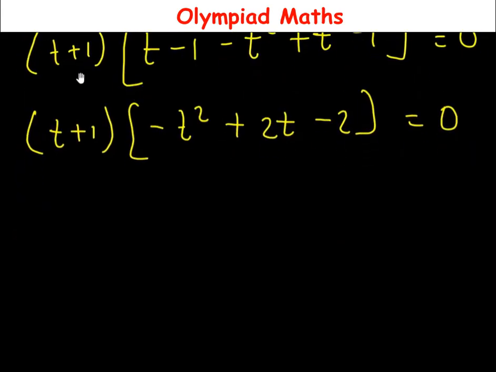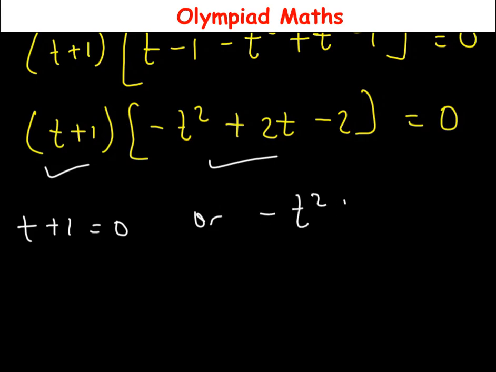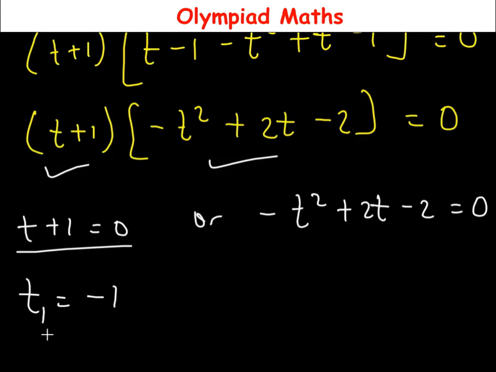Now at this junction, what we can do is equate this to 0, or also equate this to 0. So for the first one, t plus 1 is equal to 0, or the second one, minus t squared plus 2t minus 2 is equal to 0. Now for this linear equation, the value of t is, if we move plus 1 over to this side, it becomes minus 1. So the first value of t is equal to minus 1.